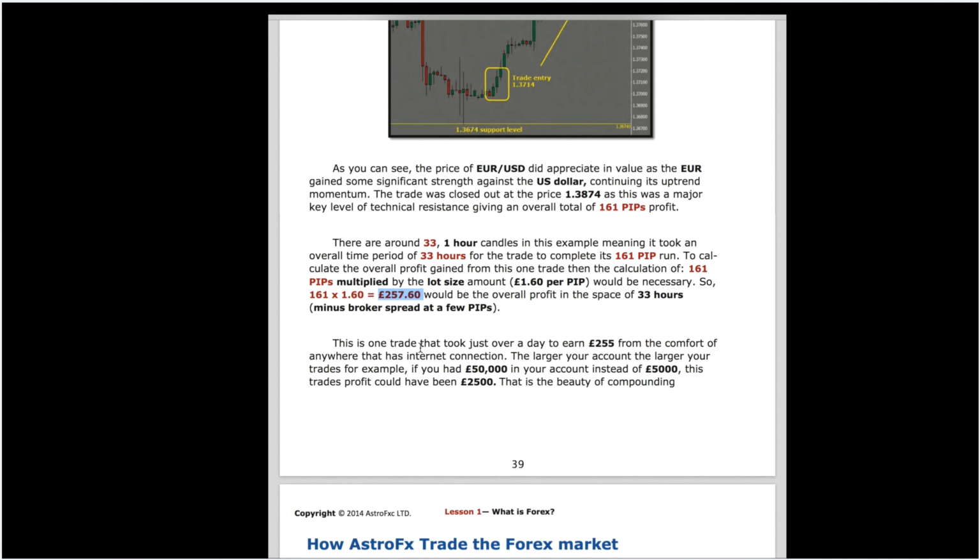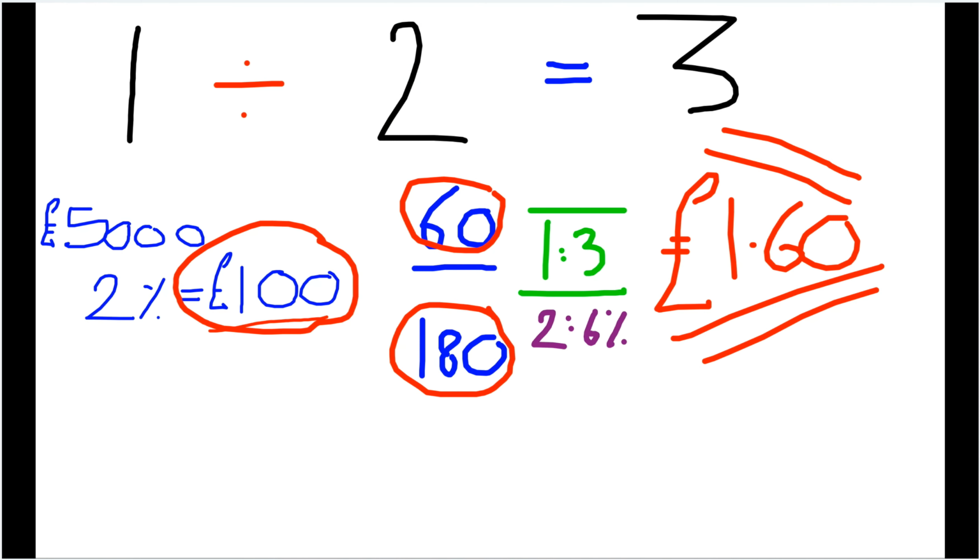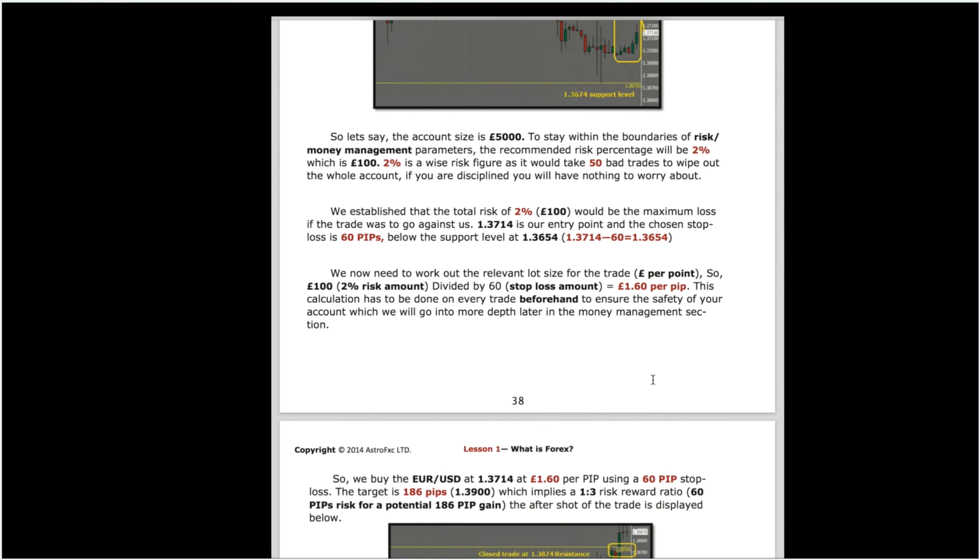Now, this one trade that took over a day to earn £255, the larger your account, the larger your trades. For example, if you had 50,000 in your account and you wanted to risk 2% on 50K, that trade's profit would have been 2,500. Obviously, scaling up the lot size, scaling up the risk, scaling up the volume in conjunction to your account balance. So guys, that's a calculation there. Thought I'd run over this just to ensure that we're on the same page.